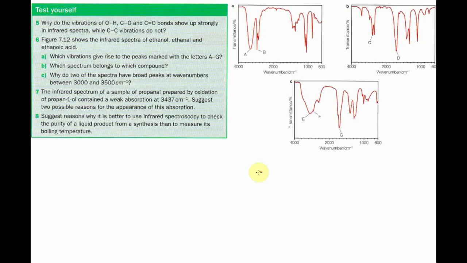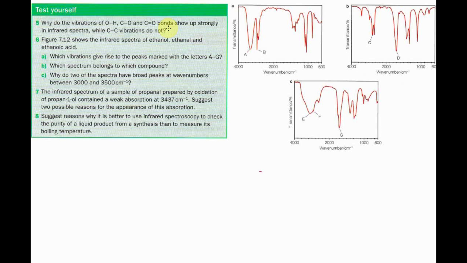Why do the vibrations of OH, CO, C double bond O show up strongly in infrared spectra while C to C vibrations do not? The reason is that the C to C bond is non-polar, whereas these ones are polar. There is a dipole across them because oxygen is more electronegative than carbon, and oxygen is more electronegative than hydrogen. And so we get strong vibrations from the bonds that are polar.